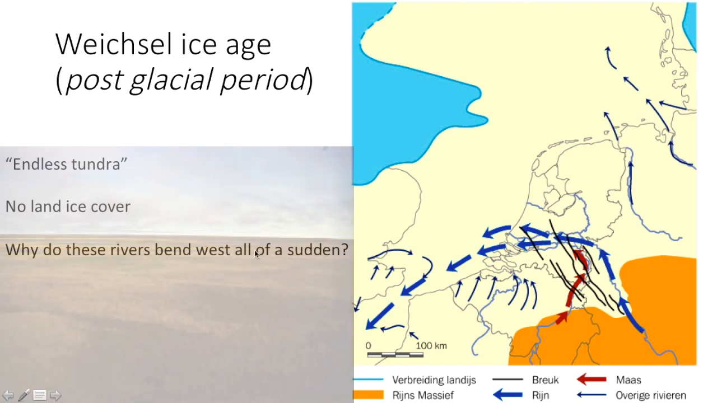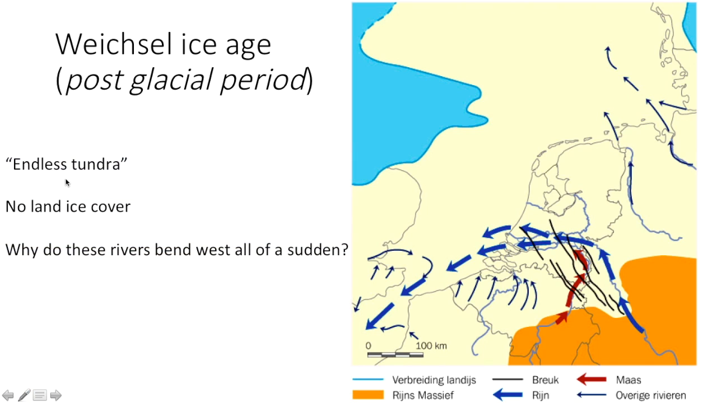during the Weichsel Ice Age, we had an endless tundra of grass. There was no land ice cover in the Netherlands. And I have a question. I see all these rivers flow this way now, whereas in the pre-glacial period, they flowed all the way up north to the sea. Remember? Now, why do they bend?